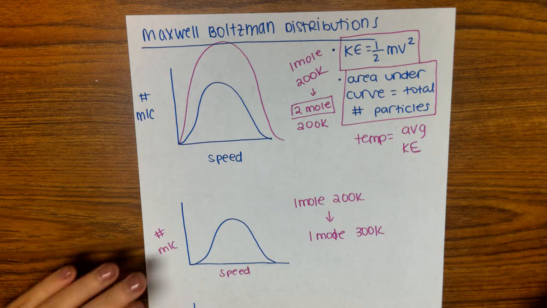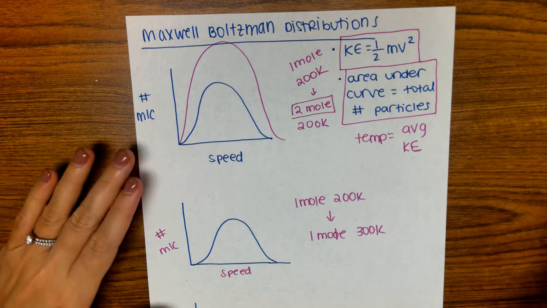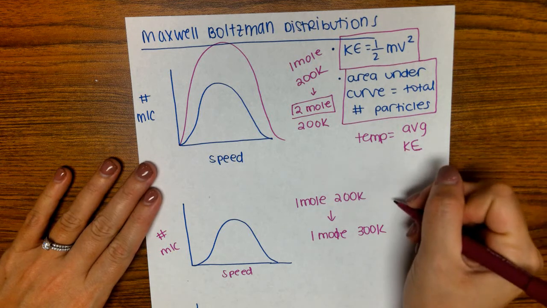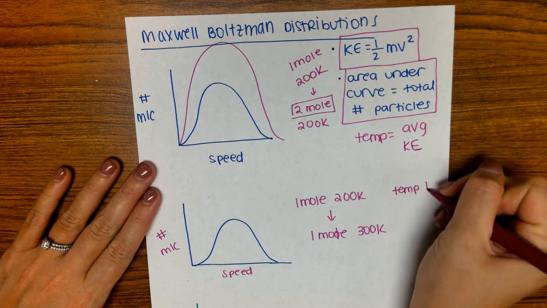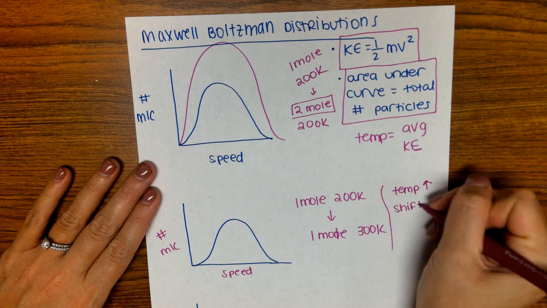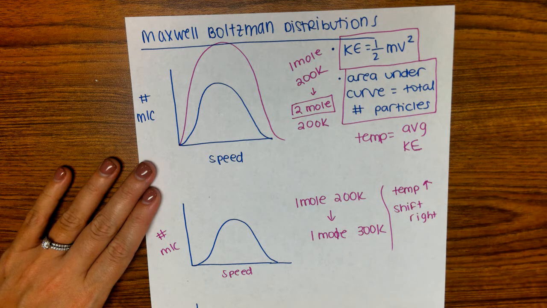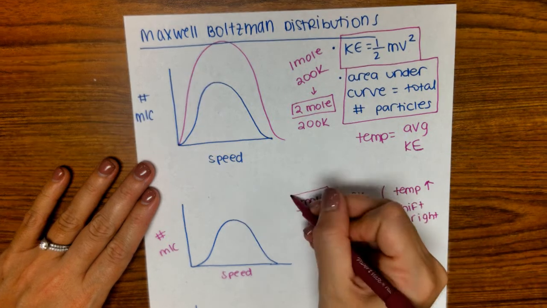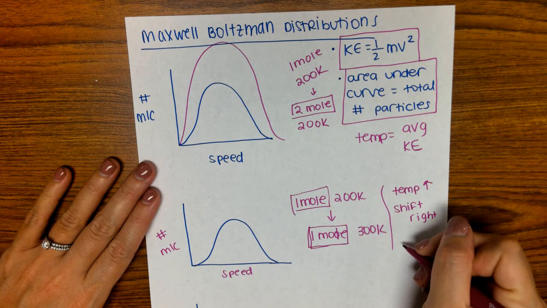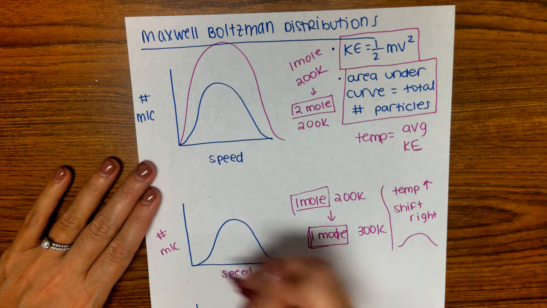But let's say this shows a mole of gas at 200 Kelvin. I want to show a mole of gas at 300 Kelvin. So temperature has gone up. Temp is up, which means it's going to shift to the right. But the area under the curve should still be the same because it's still a mole of gas. And when you shift things to the right, the peak won't be as high. The peak will be lower.